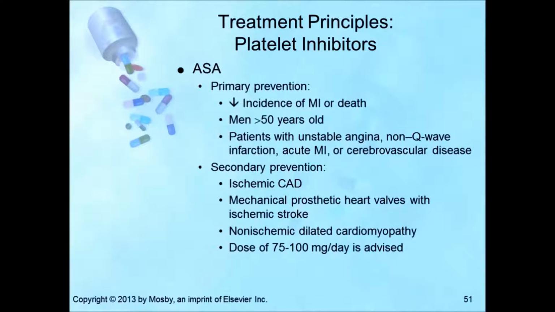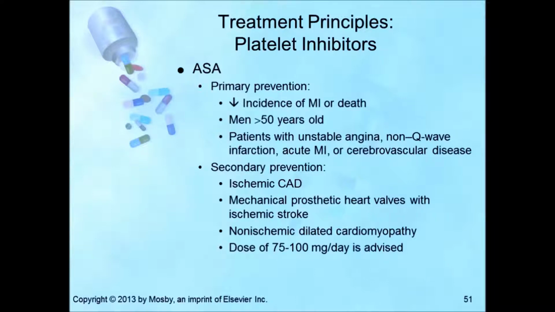Used prophylactically, aspirin decreases the incidence of MI and death in men older than 50 years of age and in patients with unstable angina, non-Q wave MIs, acute MIs, or cerebral vascular diseases. The effectiveness of aspirin in preventing arterial thrombosis is well documented. However, its effectiveness in postoperative prevention of venous thromboembolism is controversial. Low molecular weight heparin and warfarin are more effective in decreasing the incidence of venous thromboembolism than is aspirin.